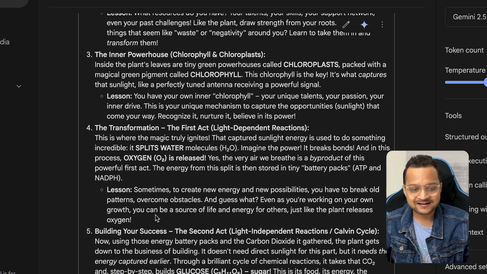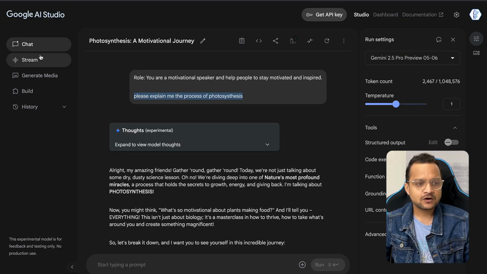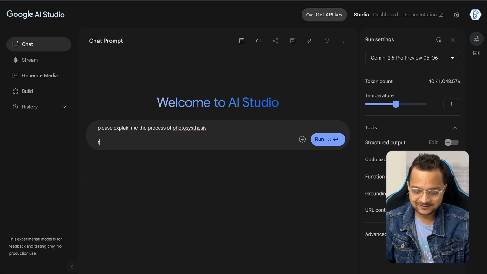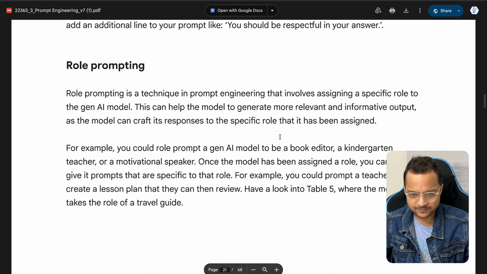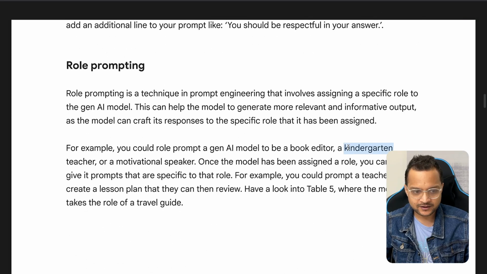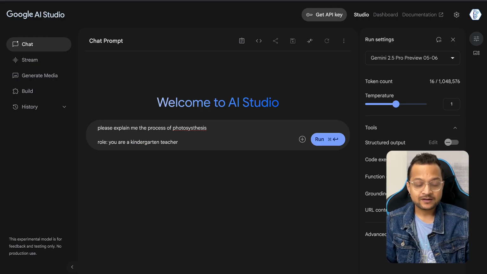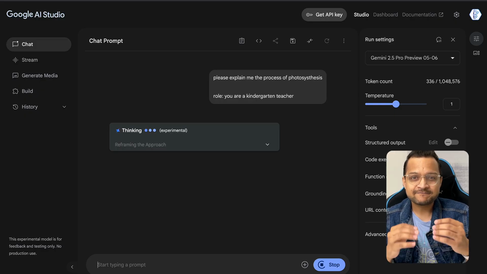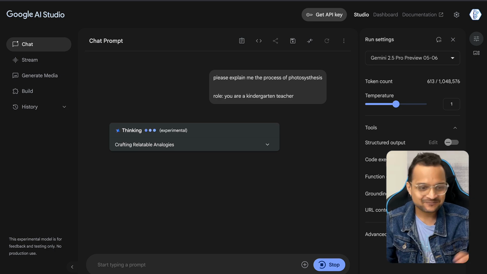You should not dig from that. But if I just ask you, explain the process of photosynthesis, but this time I provide the role as you are a, so what was that, kindergarten? Let me just copy and paste. Yeah, a kindergarten teacher. Now, at this point, the response we are getting is going to be a very, very simple explanation because you are a kindergarten teacher.